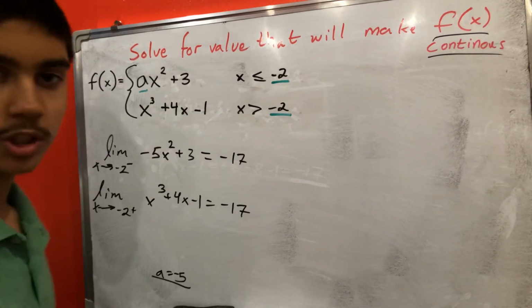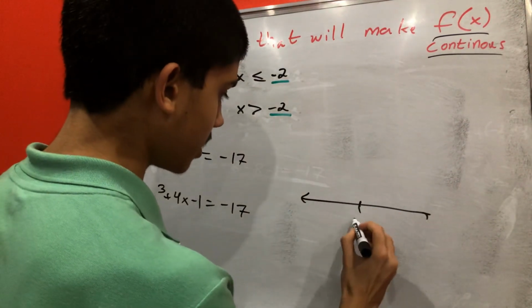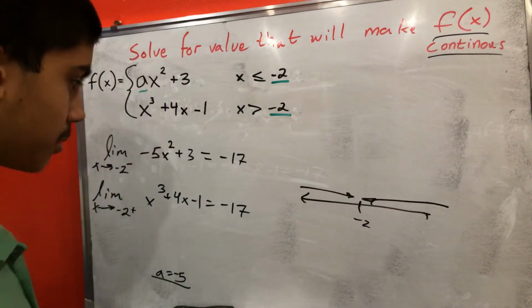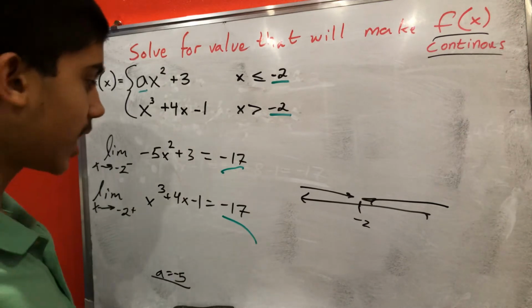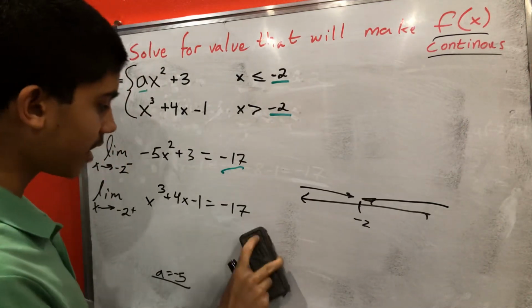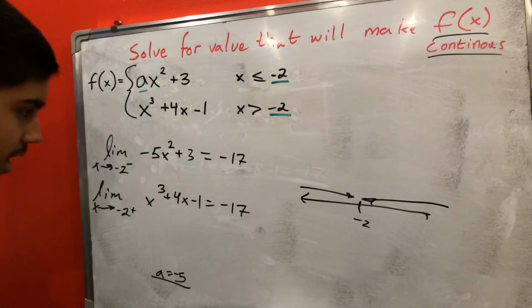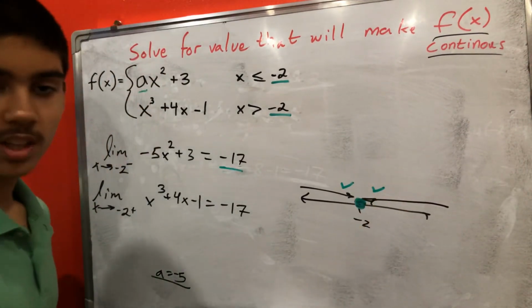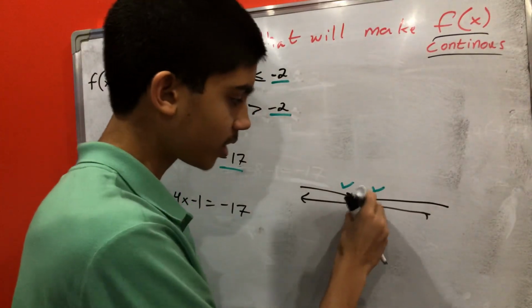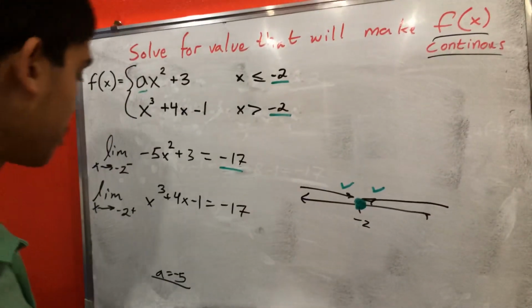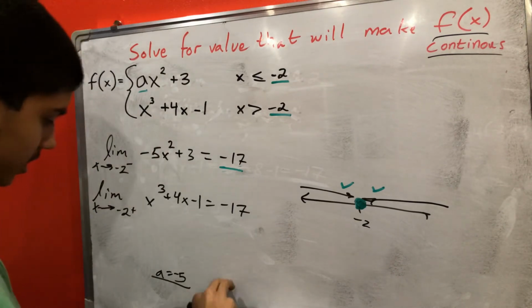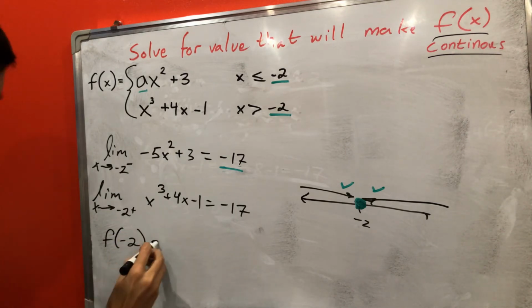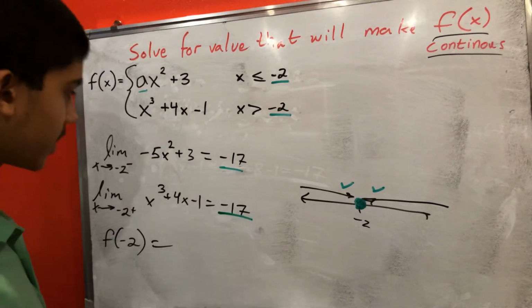Now we're making sure the limit at -2 is the same from the right-hand side and the left-hand side. We've already shown that. But if we just write that, we're not going to get full credit, because the definition of a continuous function is that the right and left-hand limits are the same, but also the value of the function at that limit is the same. So we just have to show what f of negative 2 is equal to. If that is equal to negative 17 as well, then we're all good.